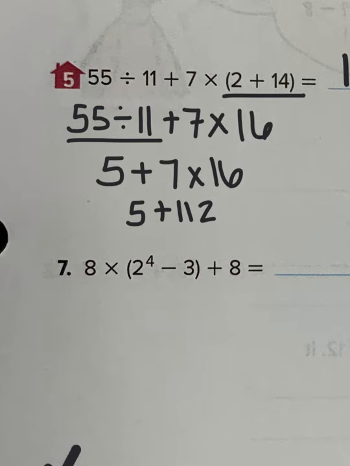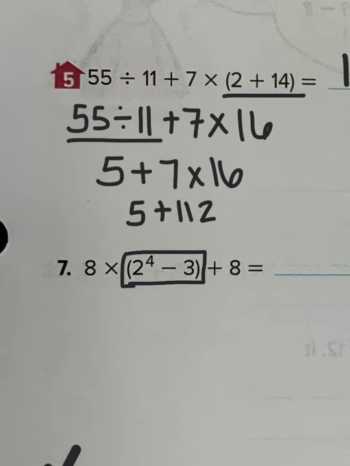For number 7, again, we'll go through our process of operations. Let's look to see if we have any parentheses. And I do see our parentheses right here. But within our parentheses, we also have an exponent and subtraction. So what we're going to do first is solve our exponent within the parentheses so we can get rid of that crazy looking number in there.